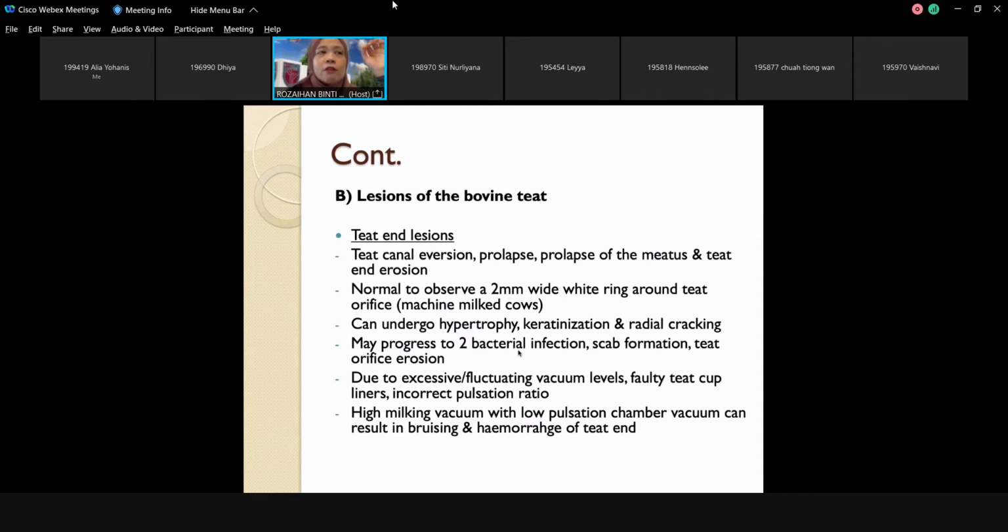But somehow, if there's something wrong with the machine, like the vacuum or the chamber, like excessive vacuum levels, or a faulty teat cup liner, these can contribute to hypertrophy, keratinization, and radial cracking, which can lead to secondary bacterial infection, which can lead to scab formation and also teat orifice erosion. So it's very important to make sure that the milking machine is in good condition, that there's nothing wrong with the vacuum, teat cup liners, etc., to avoid these lesions affecting the teat end.